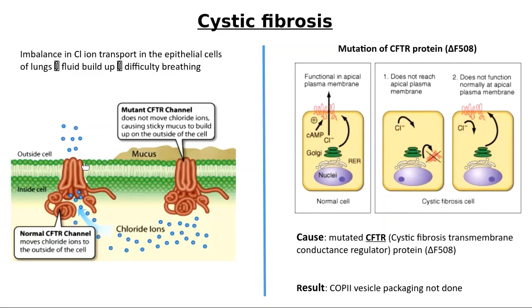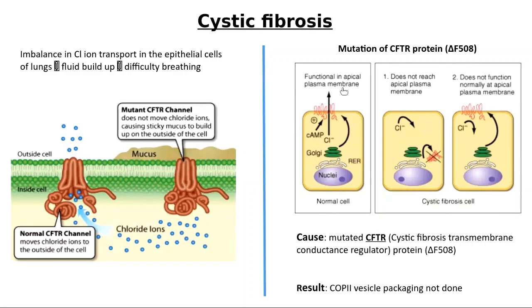So this is a normal cell where we have this Golgi body, and from ER to Golgi, and then eventually the CFTR channel gets secreted to the plasma membrane, and which helps the secretion of chloride ions from inside to outside. This is the normal functioning of the plasma membrane in the alveolar cells.